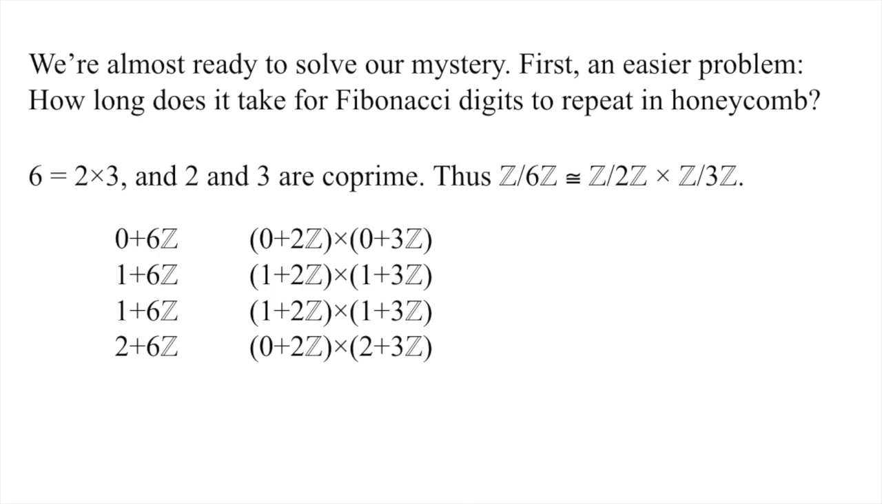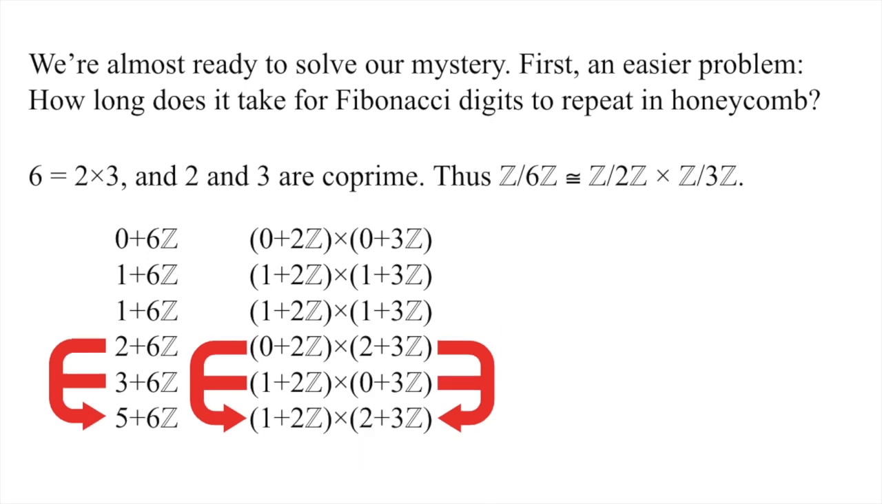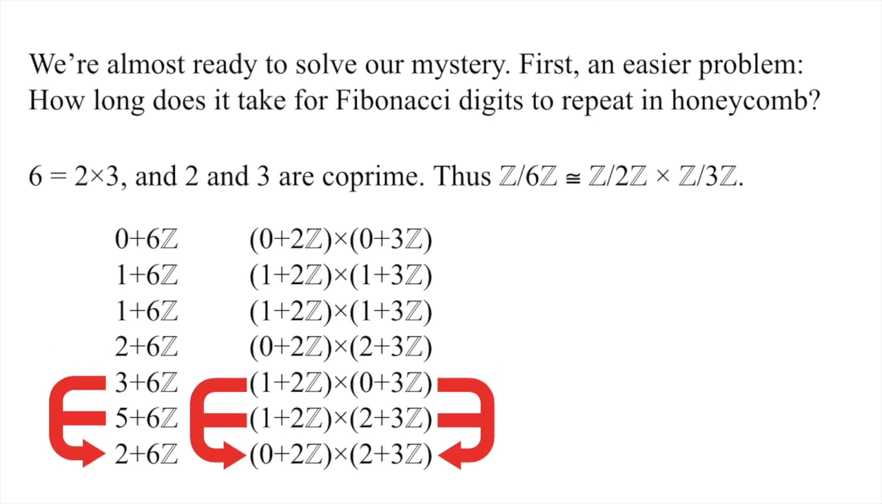Now, because the Fibonacci sequence is defined by addition, this strategy is going to keep working forever. So, for example, the next element, which is 3 plus 6Z, has to correspond to the sum of these two elements. Here we have a 1, because 1 plus 0 is equal to 1 in Z mod 2Z. And here we have a 0, because 1 plus 2 is equal to 0 in Z mod 3Z. Remember that Z mod 3Z is a system in which 3 is equal to 0. And we can continue like this. The next element corresponds to 0 plus 1, which equals 1 in Z mod 2Z, and 2 plus 0, which equals 2 in Z mod 3Z. Then we can get the next element, and the next, and so on.